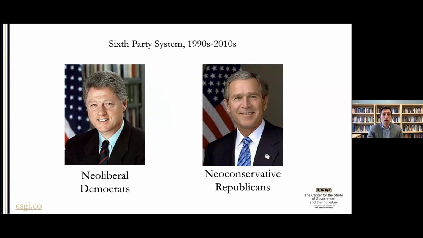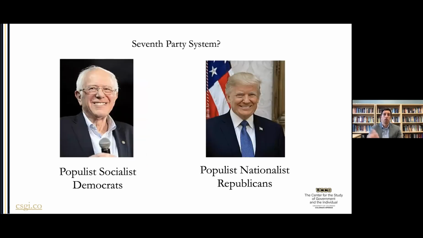Now, there is some question: are we in a new party system or are we still in the sixth party system? Are we in perhaps a seventh party system where the Democrats have become populist and under the sway of socialists like Bernie Sanders, whereas Republicans have also become populist and come under the sway of nationalists like Donald Trump? So both of these figures want to expand government power, who want to use government. And this is a question.